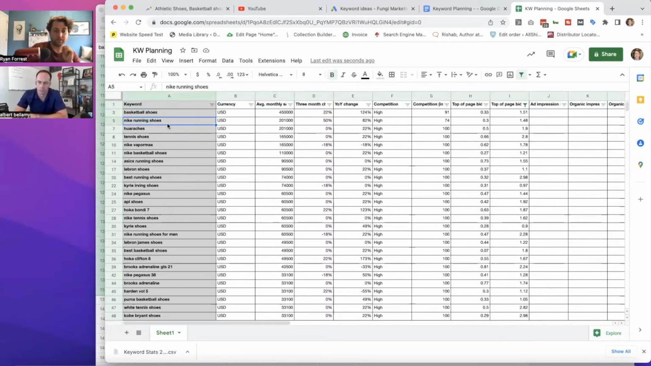You've got Nike running shoes, and you can see where the top of page bids are for those, and then you can narrow your search results a little bit from there. LeBron shoes, maybe that's a good search term because it's only $1.10 a click for top of page, but it has 90,000 average monthly searches. It has high competition, meaning other people are bidding for that term, but still. So we would go through that process of iterating and making decisions.